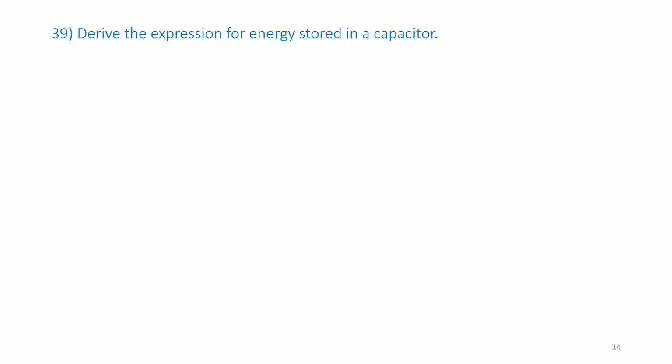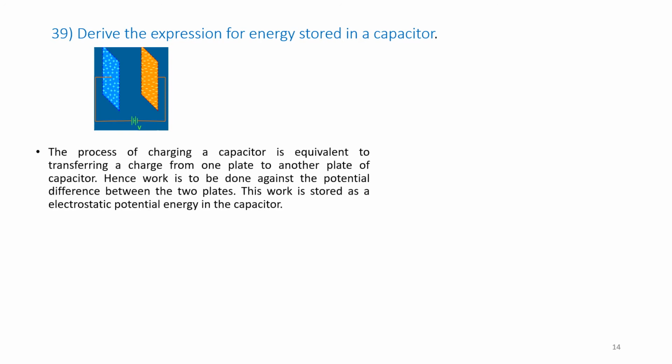Derive an expression for the energy stored in a capacitor. Please see, there are two plates. The blue colored one is positive and the pink colored one is negative, and a voltage V is connected between them. The process of charging a capacitor is equivalent to transferring a charge from one plate to another. So charging means we are transferring charge from this plate to that plate.